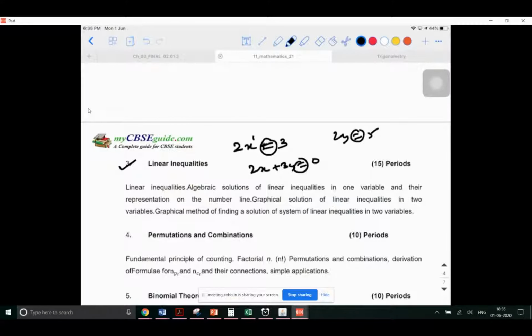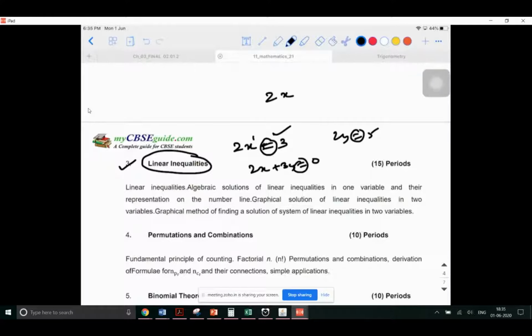Linear means the degree is 1. So when you have a 1 degree equation, then we call it a linear equation. Depending on the number of variables, we call them a linear equation in 1, 2, 3, 4, however many it is there. In this chapter, what you will learn is the same thing slightly in a different way.